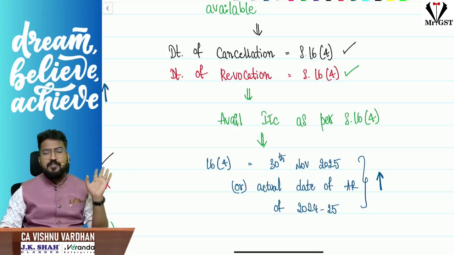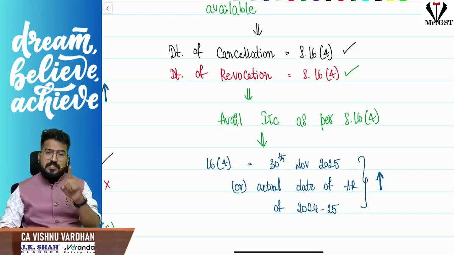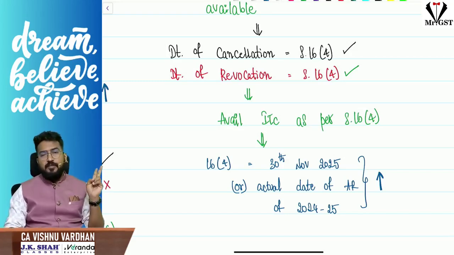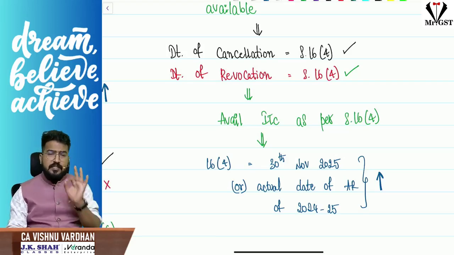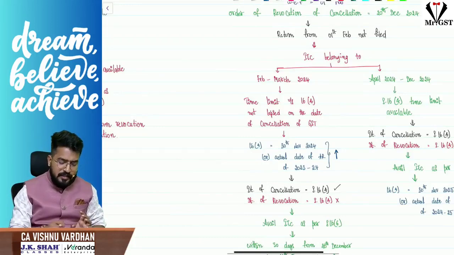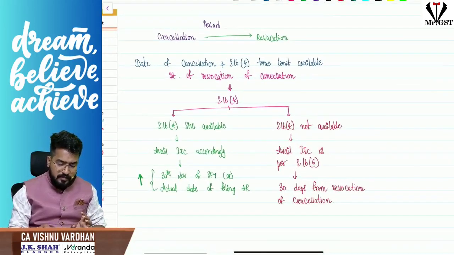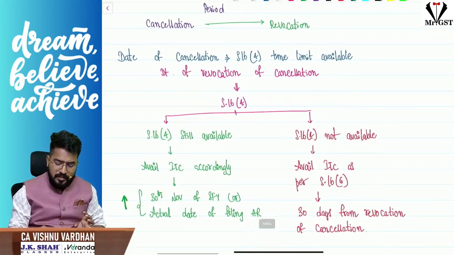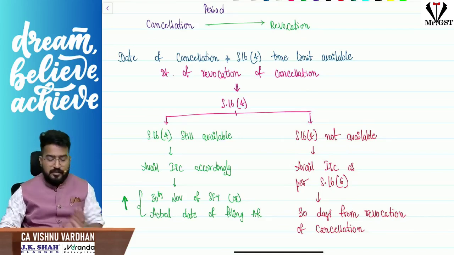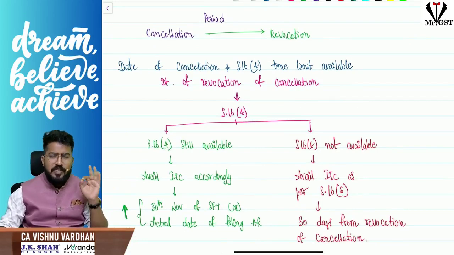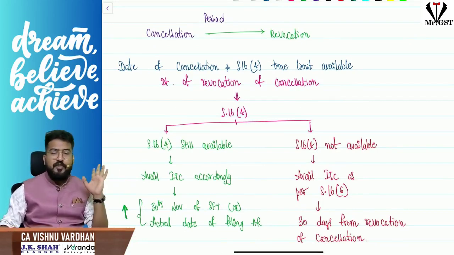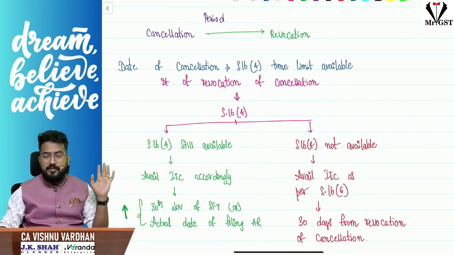I will look at Section 16(6), in simple words, when at the time of cancellation the Section 16(4) time limit is applicable, but at the time of revocation it is not applicable. In that case I will go to Section 16(6). What does Section 16(6) say? It says take ITC by filing the pending returns within 30 days from the date of revocation of cancellation. So these are the notes for that. Hope it is crystal clear for you. This is a new and very important section for your May 2025 exams, so please be careful.